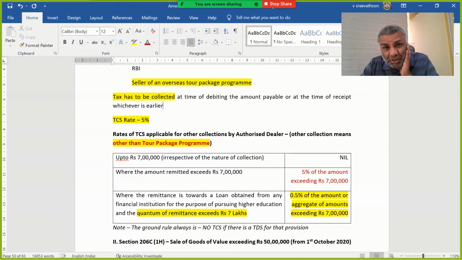Over and above 7 lakhs, 5% on the amount exceeding 7 lakhs. The only relaxation is educational loan repayment: 0.5% of the amount repaid, not only interest repaid, that is principal plus interest. If it is exceeding 7 lakhs in a year, 0.5% should be the TCS.